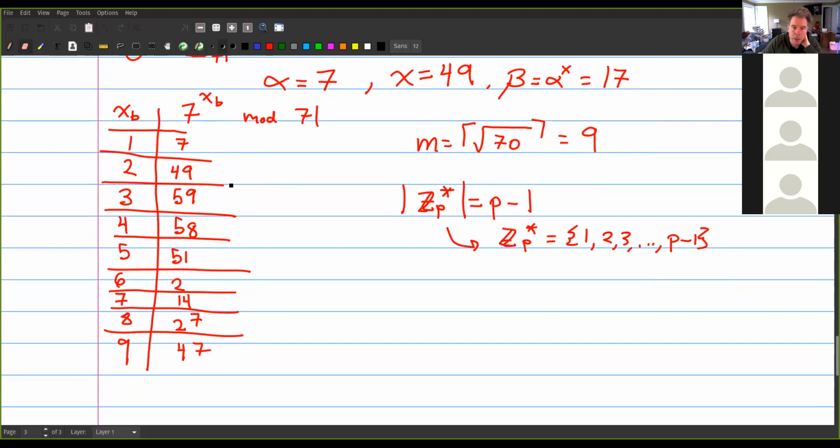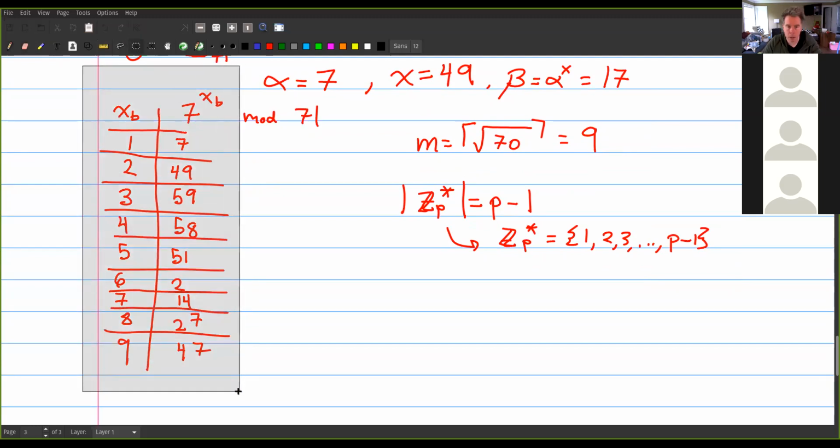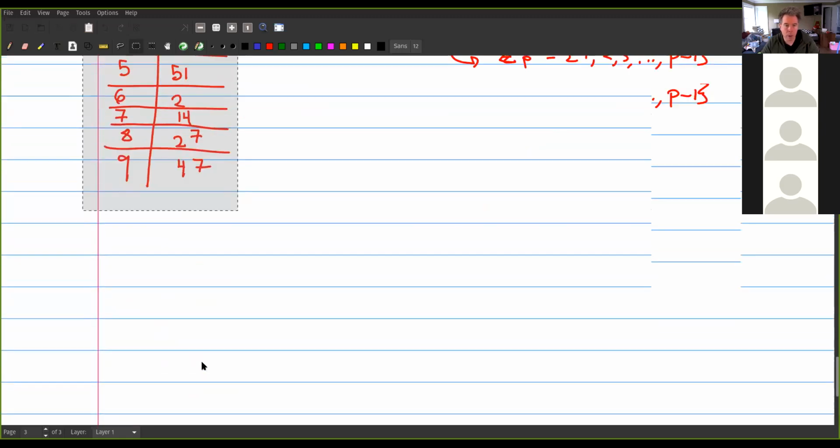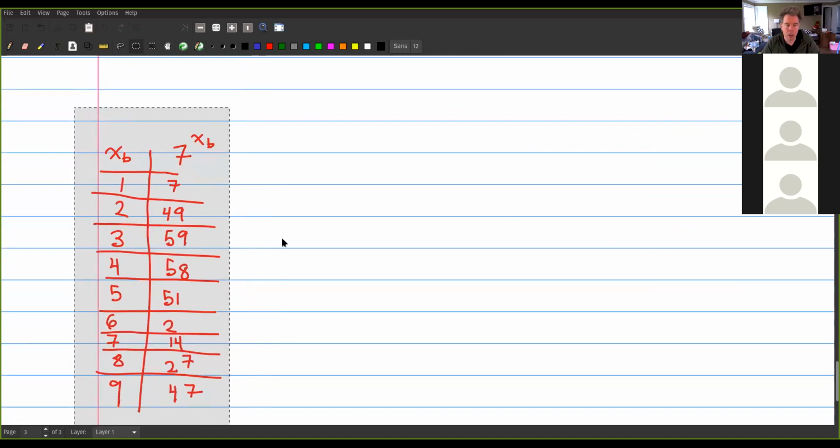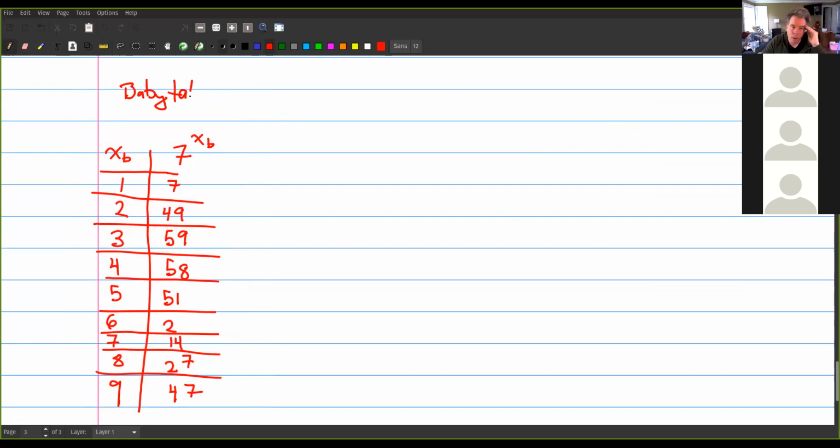And I think I might like to take the baby table and go work on a different page. Let's see if I can manage to do that. I probably actually have room. Okay, I'll just take it down here to some less busy place. So there's the baby table, and now remember what we're doing here. We have beta times alpha to the minus m xg.